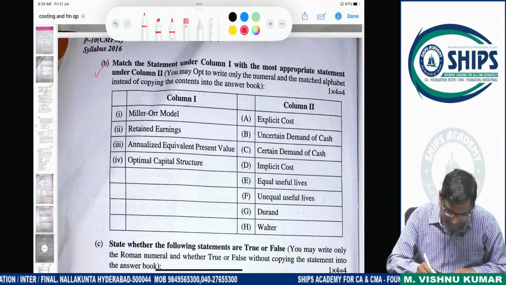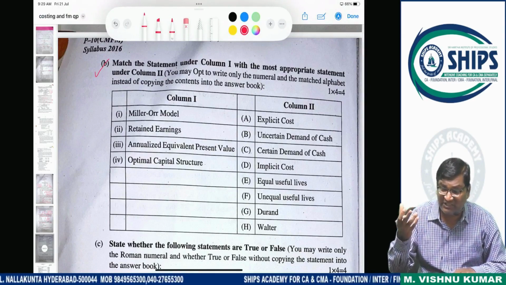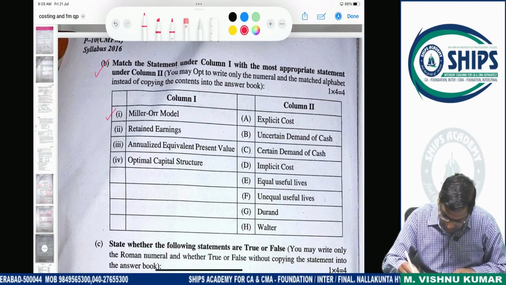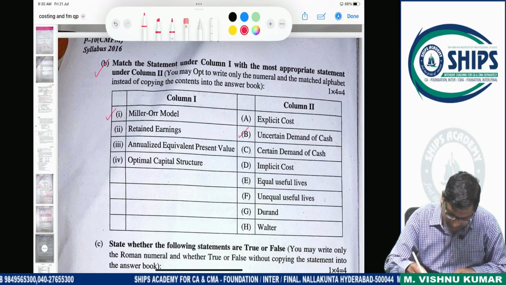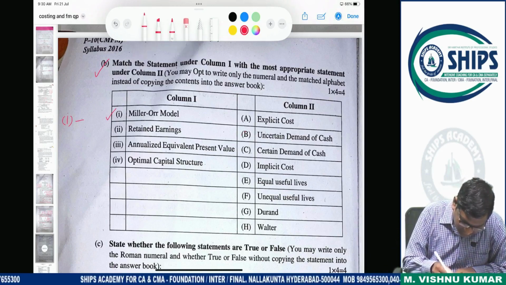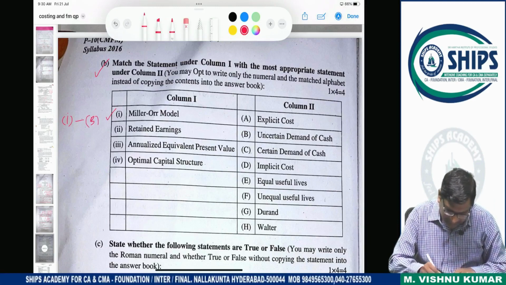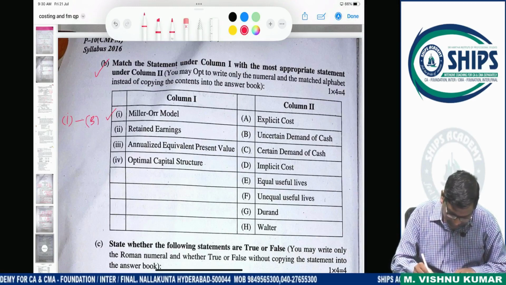So now B, 6B. Now Miller Orr cash model. Already I told you the Miller Orr cash model is used for uncertain cash flow, uneven cash flow. So Miller Orr, so uncertain demand. So this is B. So first matching point is B. Retained earnings, annualized equivalent present value, optimal capital structure.